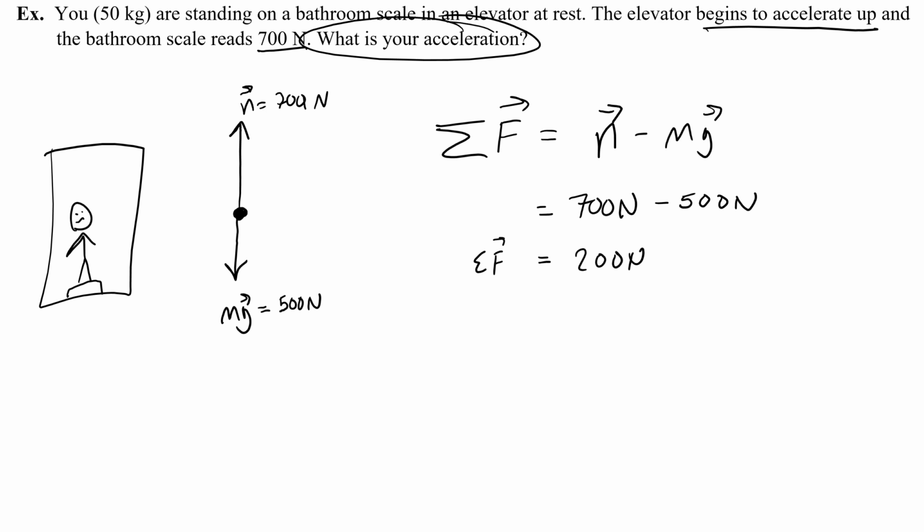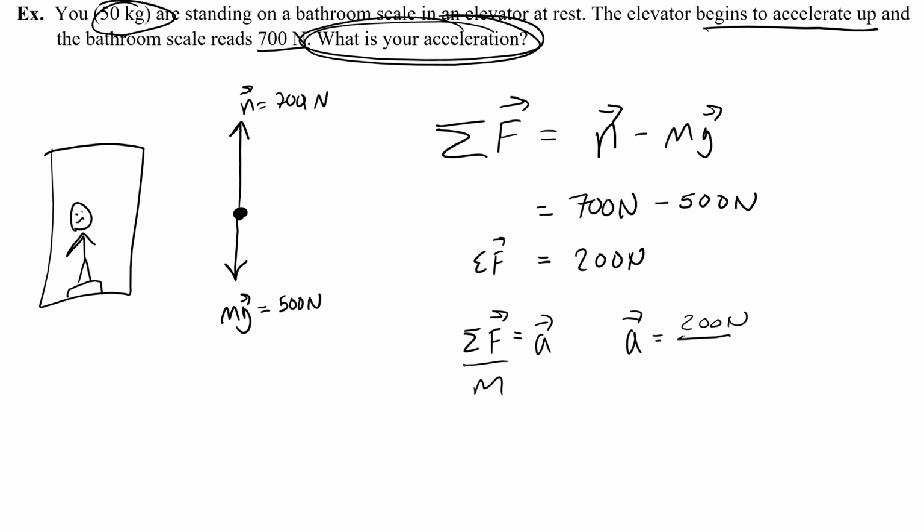And now I know if I want to find the acceleration, then what I do is I remember, well, the net force is also equal to the mass times acceleration of the object. And I know that my mass is 50 kilograms. So if I divide both sides by m, I can find the acceleration. The acceleration is the net force, 200 newtons, divided by the mass of 50 kilograms. Remember, a newton is a kilogram times a meter per second squared. So 200 over 50 is 4 meters per second squared.